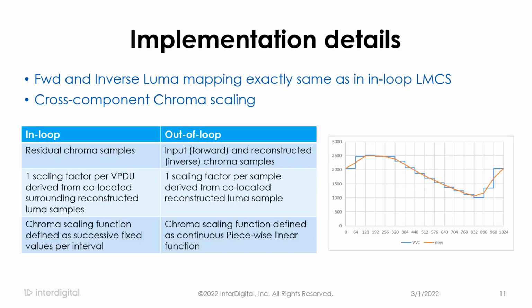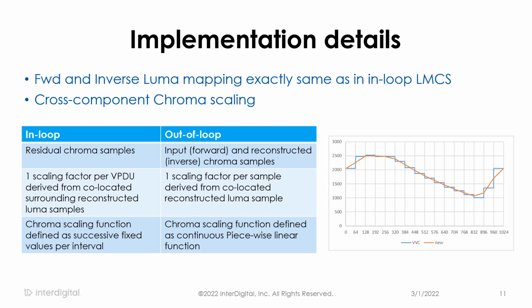In the current slide, we indicate the main differences between in-loop and out-of-loop approaches. The Luma mapping is exactly the same for both approaches. Chroma mapping is achieved differently in both cases. In the in-loop LMCS, chroma scaling consists in scaling the chroma residual. The scaling factor is dependent on the average value of Luma samples neighboring the current video processing decoding unit, which is actually a 64 by 64 Luma block.